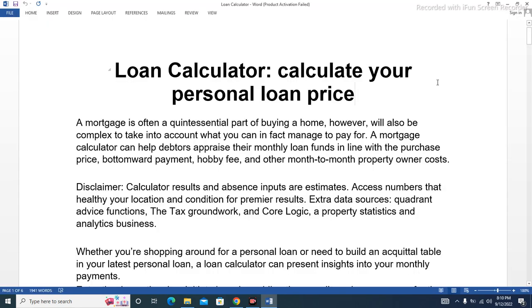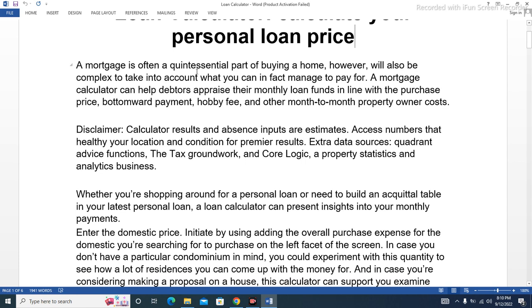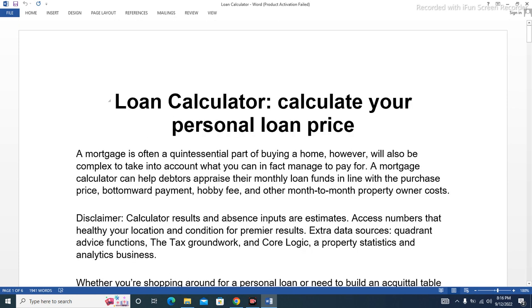Loan calculator: calculate your personal loan price. A mortgage is often an essential part of buying a home. However, it can also be complex to take into account what you can in fact manage. A mortgage calculator can help borrowers estimate their monthly loan payments based on the purchase price, down payment, interest rate, and other monthly homeowner costs.